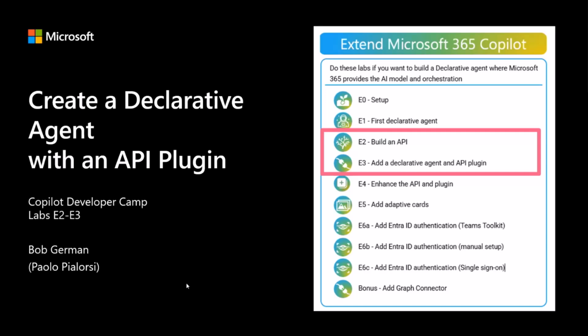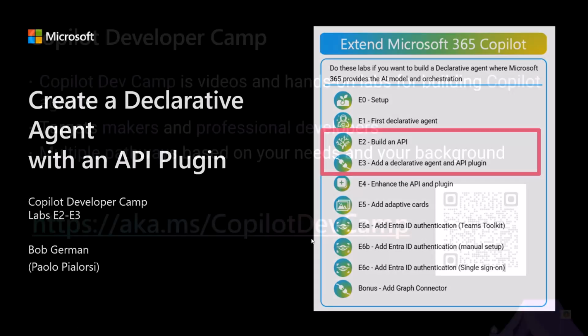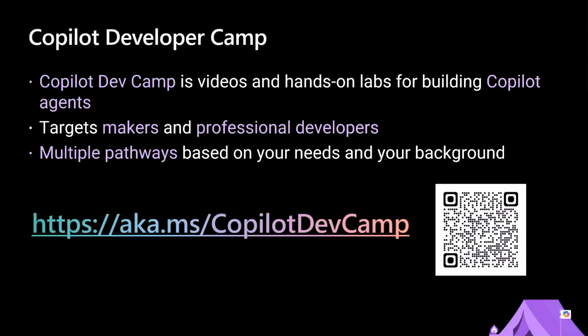So today the demo is about creating a declarative agent with an API plugin, and this demo is part of a series of labs that we have in the Copilot Developer Camp, which is a set of videos and hands-on labs that you can go through to learn how to extend Copilot, whether you are a maker or a professional developer. And here and in the chat, you can find the link to the Copilot Dev Camp.